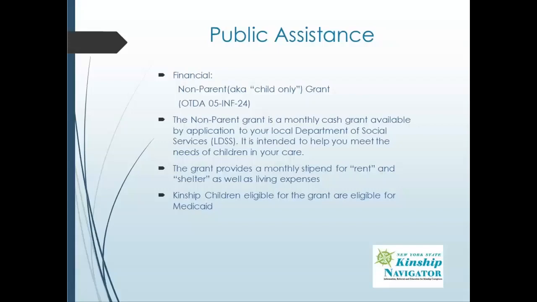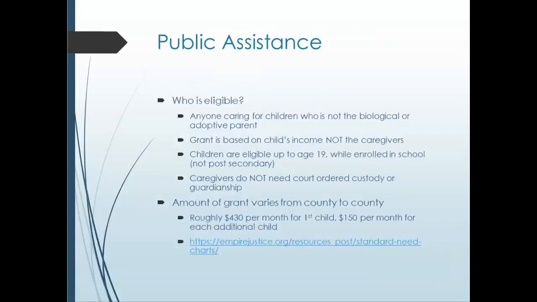So when you apply for the Non-Parent Grant, you are applying for temporary assistance on behalf of the child. It's intended to help you meet the needs of the kinship children in your care. So when you apply for it, you are in essence charging rent and shelter and living expenses for the children in your care. Now, no kinship caregiver would really charge rent to a kinship child, but that is the way that the state looks at the grant. And in essence, the caregiver acts as the payee while the temporary assistance grant comes in the child's name. Kinship children that are eligible for this grant are also eligible for Medicaid.